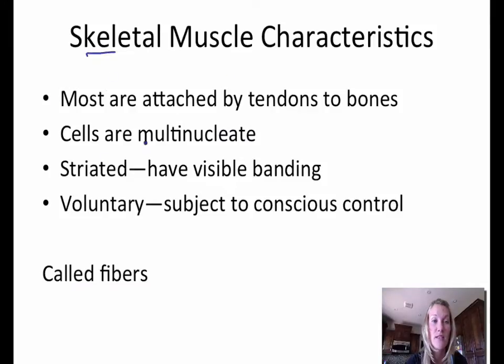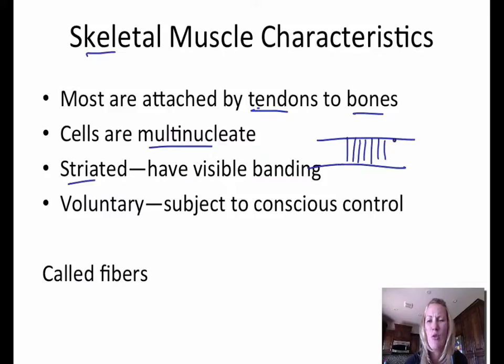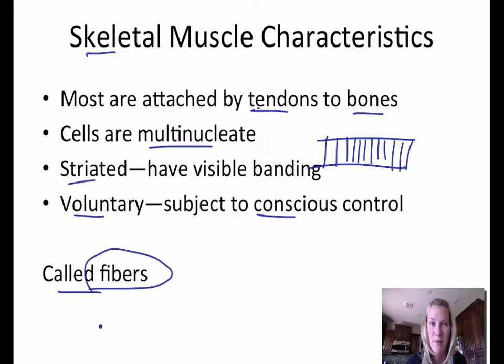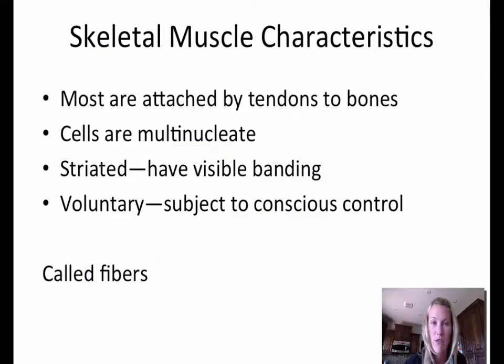Most skeletal muscles are attached by tendons to bones. These cells are multinucleate, meaning they have more than one nucleus per cell. They're also striated. Those were the banding pictures that we saw. To me, it makes them look like an earthworm, something like that. They have a bunch of striations. And skeletal muscle is under voluntary control, so this is under conscious control. These skeletal muscle cells are known as fibers, as I told you a little bit ago.